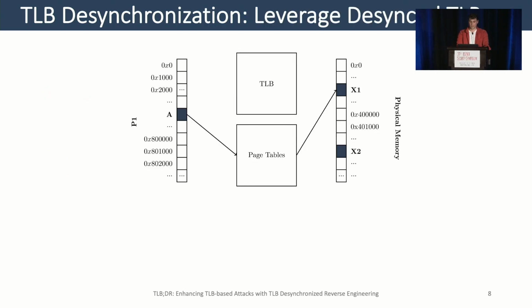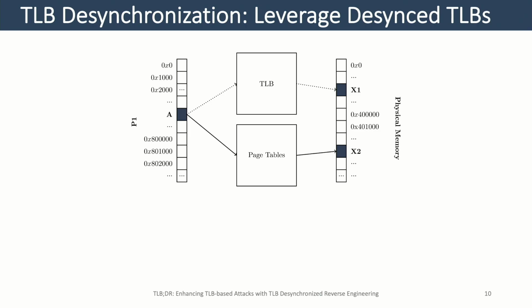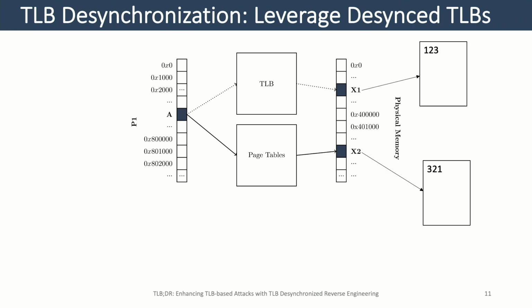We have a virtual address A that is mapped to physical address X1. If we read or execute from A, then the TLB will cache this translation so that on subsequent accesses we have a TLB hit. But if we directly afterwards change the page table mappings so that A now maps to X2, then we get a desynchronized situation where the TLB and the page tables in memory do not agree. So this is normally a bug, right? But if we can purposely create this situation and make sure that these two physical addresses, X1 and X2, contain easily distinguishable contents, 123 and 321.